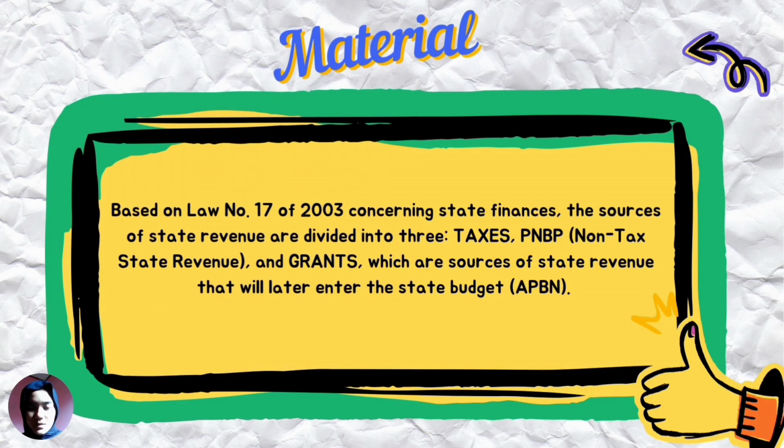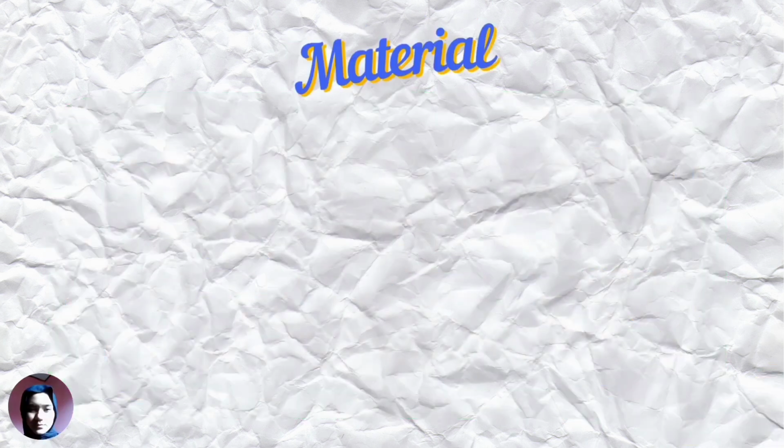And this is the material. Based on Law Number 17 of 2003 concerning state finance, the sources of state revenue are divided into three: taxes, PNBP or non-tax state revenue, and grants, which are sources of state revenue that will later enter the state budget, or in Indonesia, the APBN.